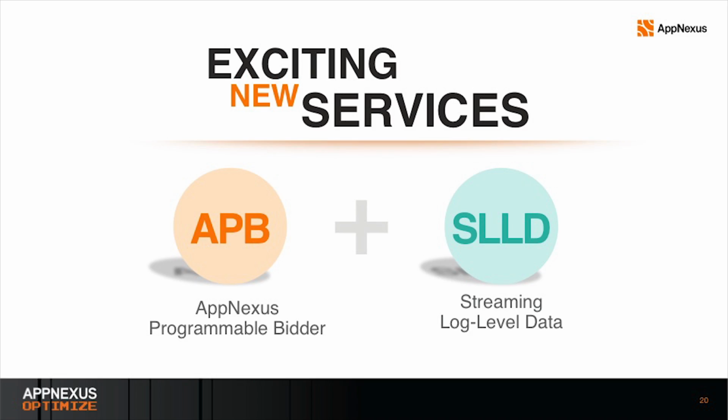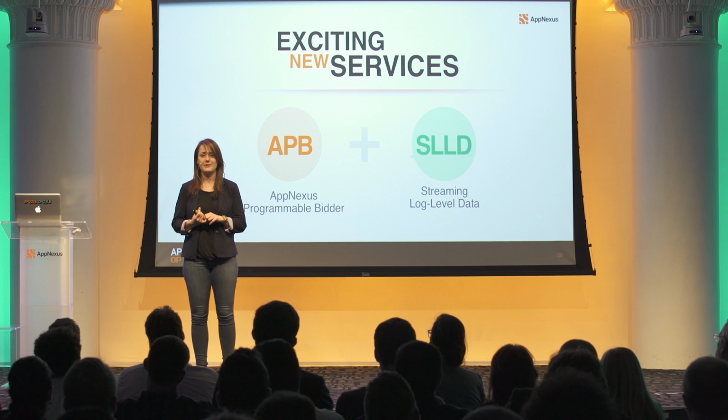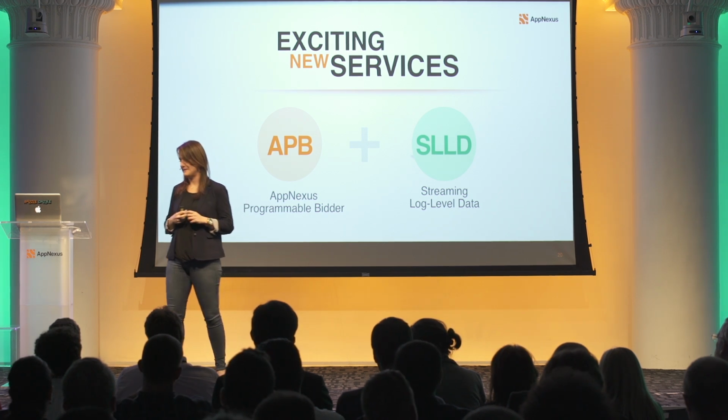For anyone that was in London, there was an announcement of 2 new exciting services. One was the programmable bidder, which I'll be talking about the most today. But the other one was streaming log-level data, which is real-time access to your event log, which I think anyone who works with log-level data now has been looking forward to. How do I get my data faster and cooler?